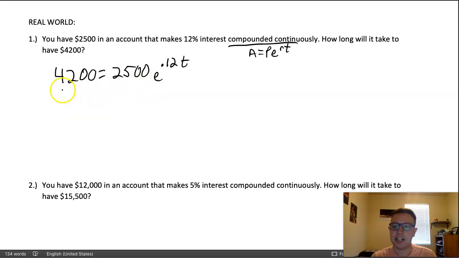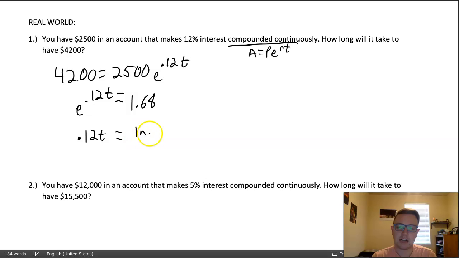We're going to start off by dividing 4,200 by 2,500. We'll get e to the 0.12t is equal to 4,200 divided by 2,500, 1.68. Now we have an e on the one side, so we need to get it over to the other side. We're going to take the natural log. We end up with 0.12t is equal to the natural log of 1.68, or t is going to be the natural log of 1.68 over 0.12.